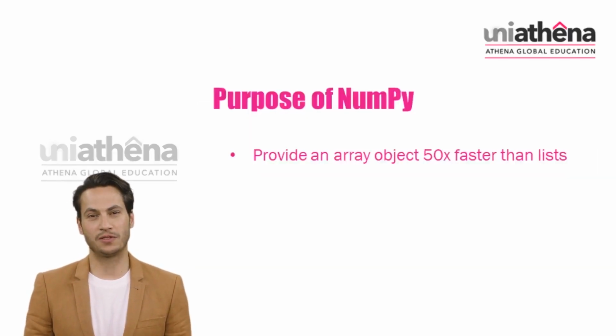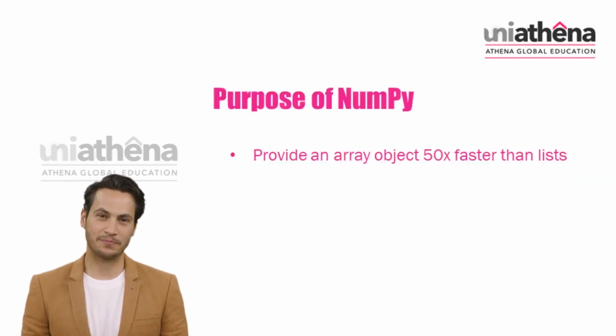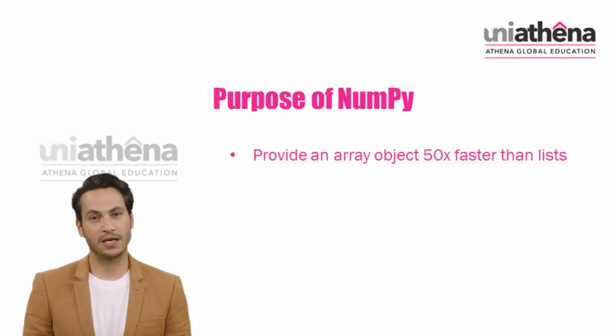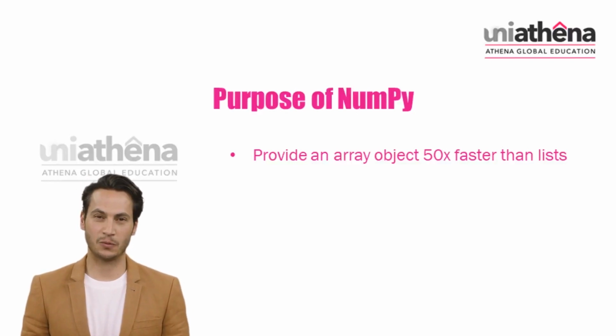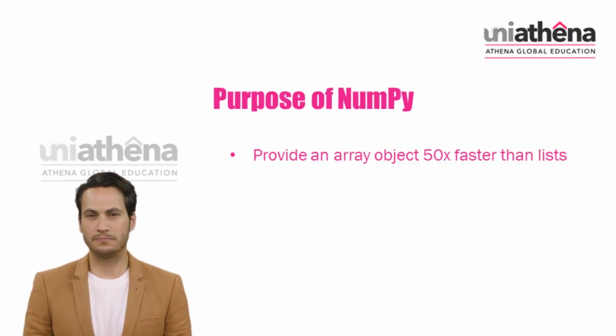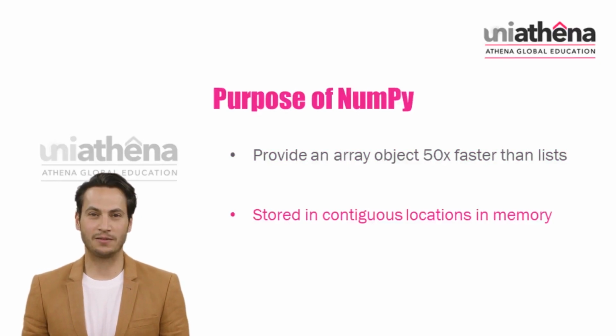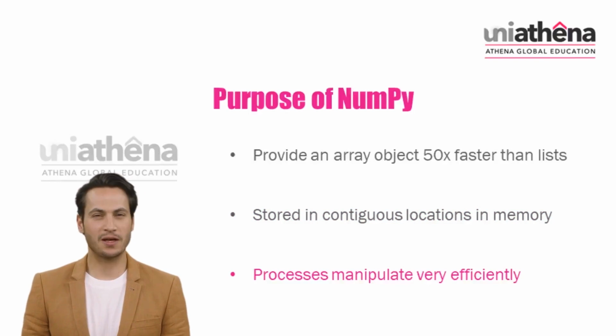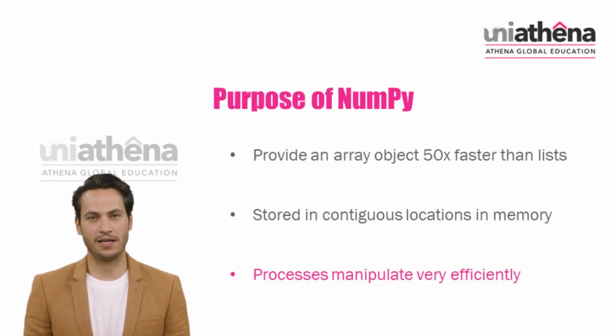Now let's try to understand the purpose of NumPy. The Python data type, list, is slow to process, so NumPy arrays are used. Its main aim is to provide an array object which is 50 times faster than lists. NumPy arrays are stored in contiguous locations in memory. This allows processes to access and manipulate them very efficiently.